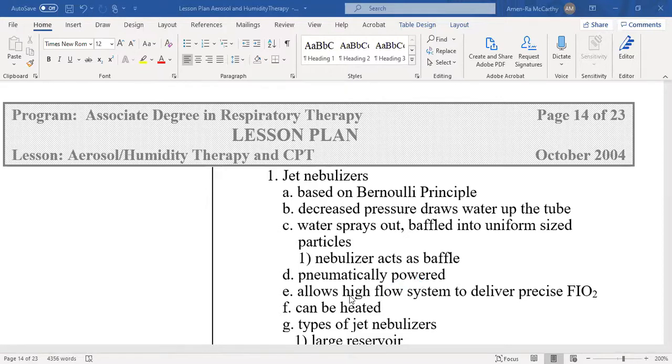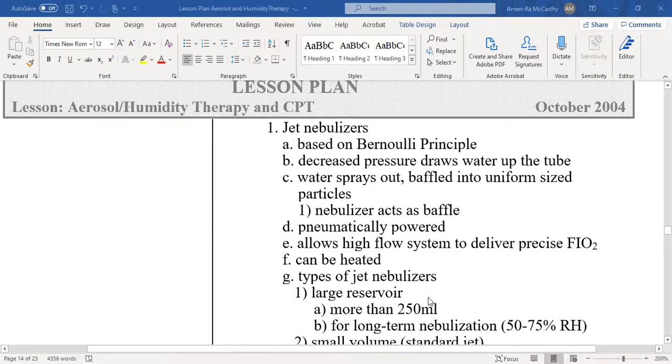All right. It allows high flow systems to deliver precise FiO2s. We know that already, right? The high flow systems deliver a precise FiO2. It can be heated. I told you some of them are heated, some of them are not. Some of them are heated at the top. Some of them have a big sleeve that goes in the whole bottle, fits down in a little sleeve that plugs up to the wall. A lot of people don't even use that anymore, okay?